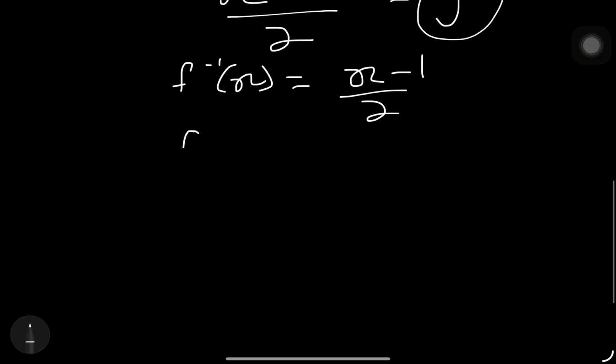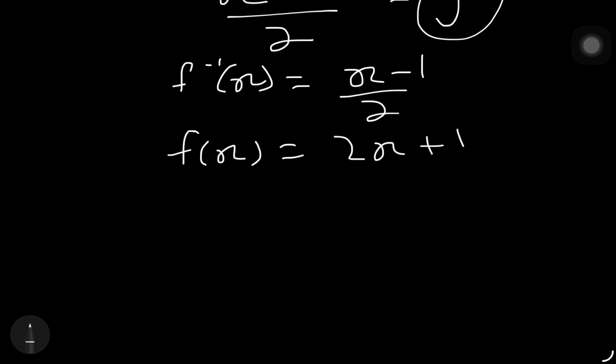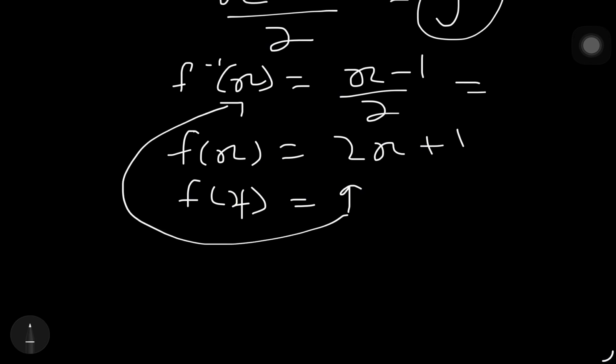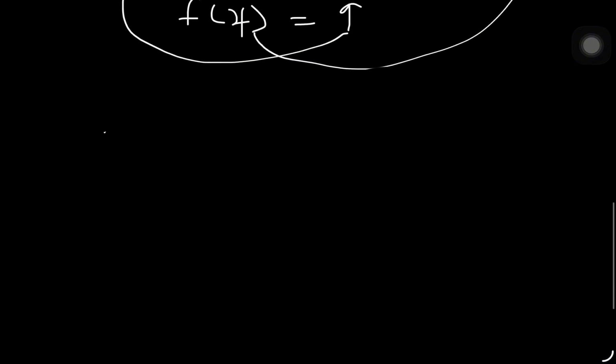The original function was f of x equals 2x plus 1. It means if I put any value into f of x, the result I get, if I put it in f inverse of x, will give me the original value I placed in f of x. For example, if I find f of 4 and I get 9, if I put 9 into f inverse, I should be able to get 4. Let's try other questions and see how best we understand.